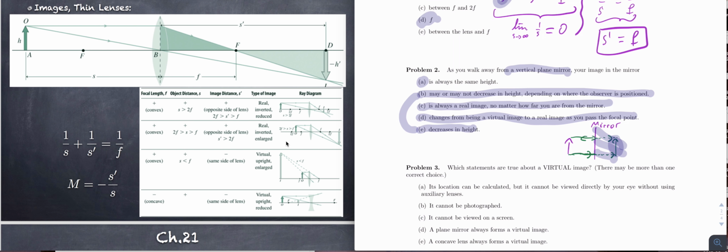Well, if you look here, we don't care about how far away the object is. This light is moving always at the same height, which is the height of the object, and parallel to each other, which means the image is always going to form on this side at the same height. So no matter how far away the object is from a plane mirror, the image is always the same height, and it's actually the same height as the object.